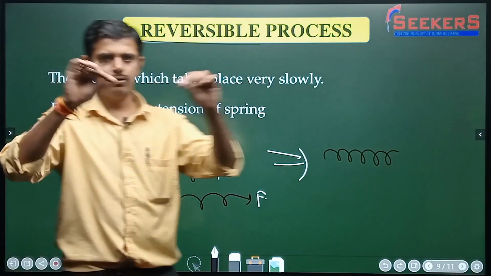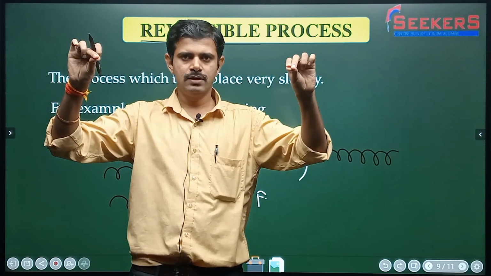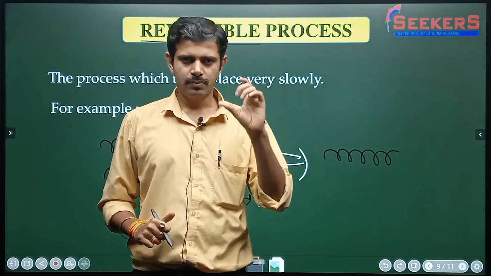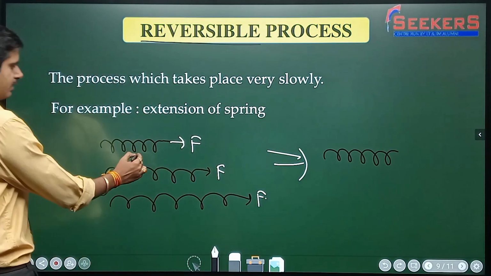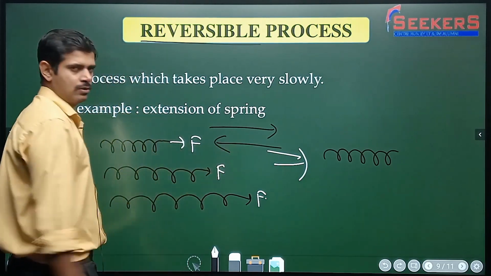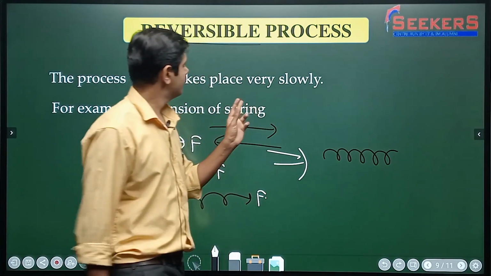So once you pull the spring slowly, its length will increase. Once you leave it, it will come back. So this is a reversible process. The process has started, it can go in this direction, and it can come back in the opposite direction also. So this is about the reversible process.